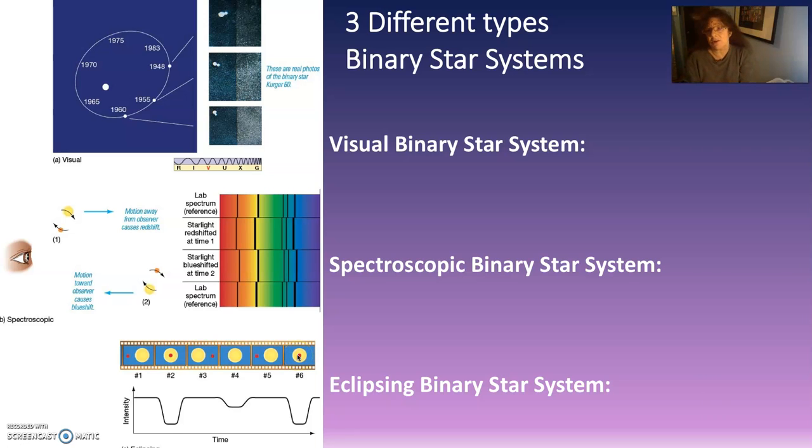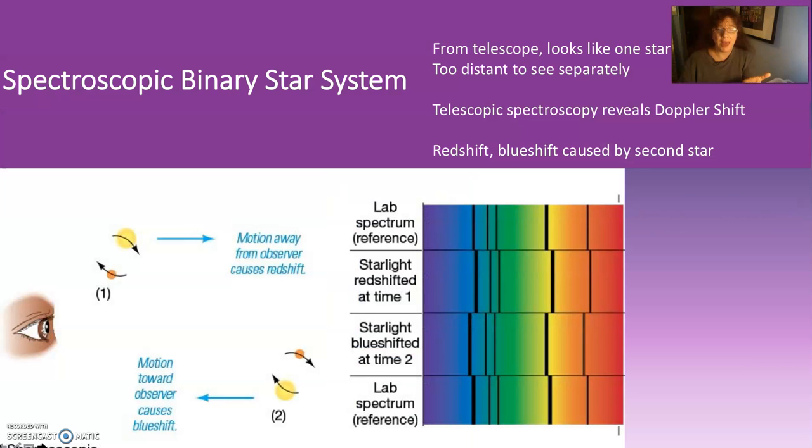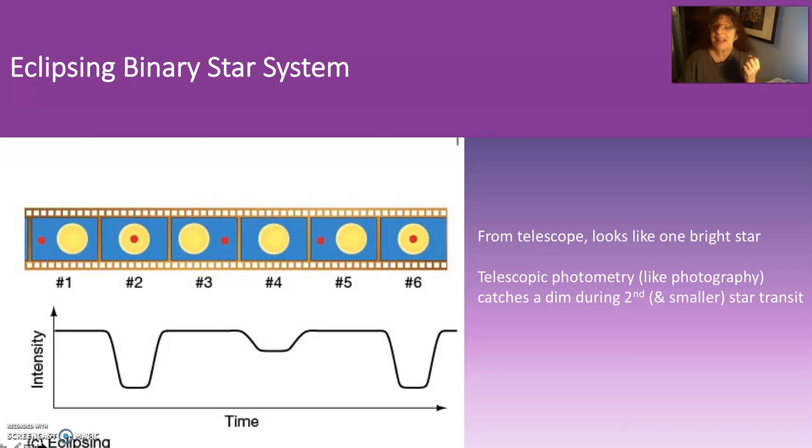Eclipsing binary star systems tell us a lot of information, much like Venus told us so much information when it transited the sun. So I think that we are ready to go on to more information about spectroscopy and about mass.